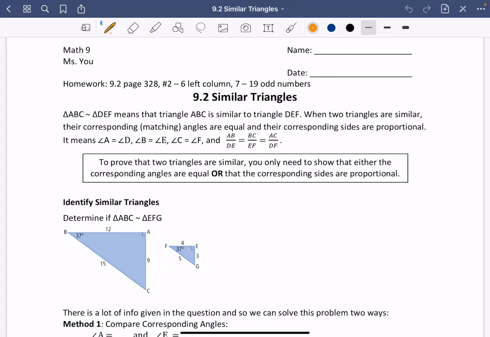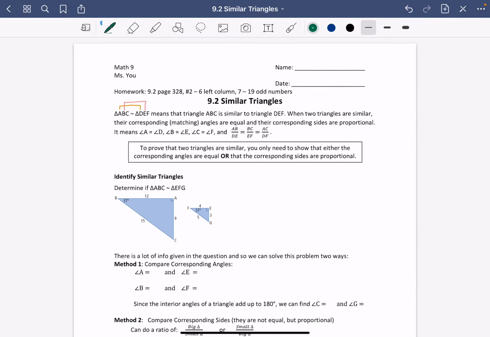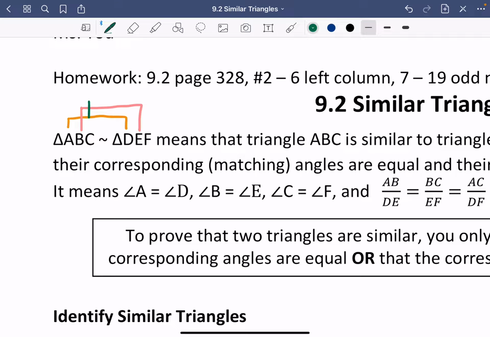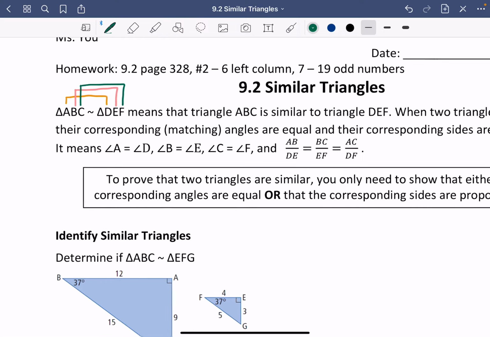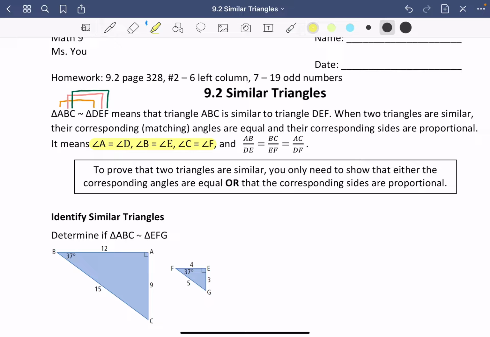So let's write that down. If you have a triangle ABC similar to triangle DEF, then A and D are corresponding angles. B and E are corresponding angles, and C and F are corresponding angles, and corresponding angles are equal right here, and the corresponding sides are proportional. So AB over DE is equal to BC over EF is equal to AC over DF.